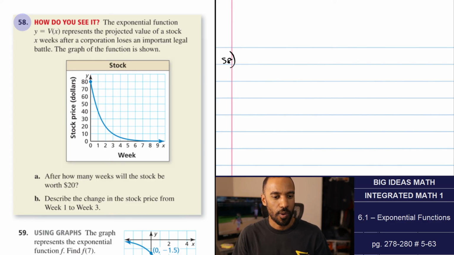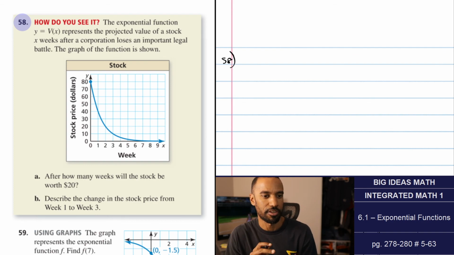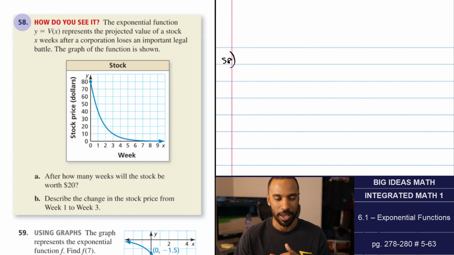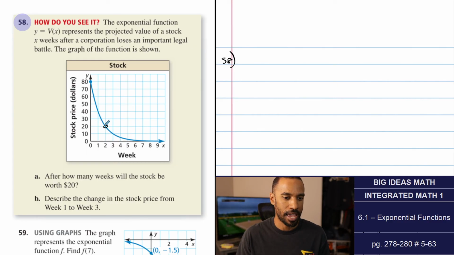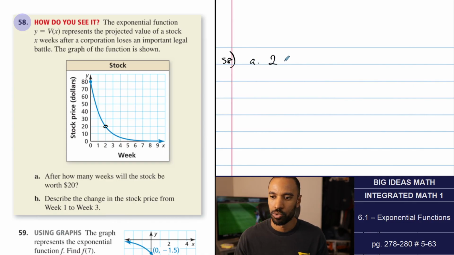The exponential function y equals v to the x power represents the projected value of a stock x weeks after a corporation loses an important legal battle. The graph of the function is shown. This is all too real. So it's losing value. After how many weeks will the stock be worth $20? So we find where $20 is for y, and that's 2 weeks later. That's how I see this. After 2 weeks.